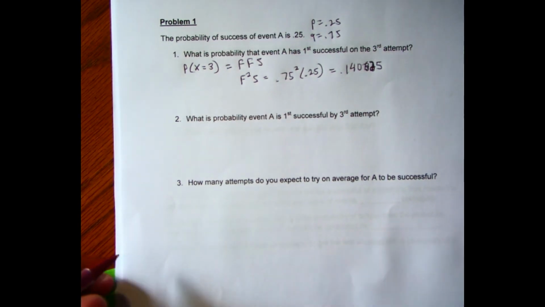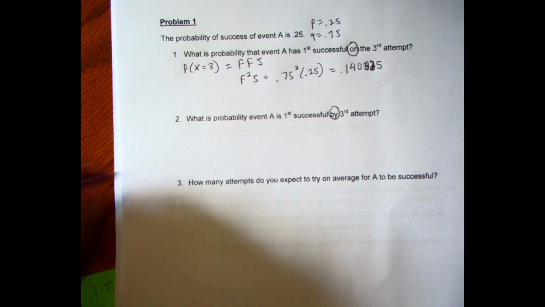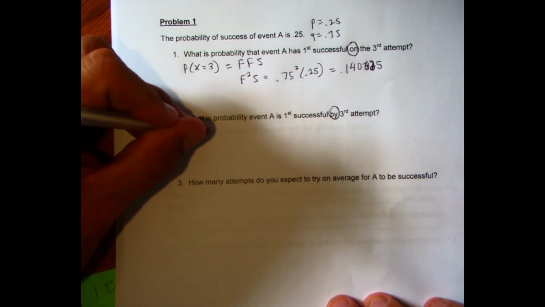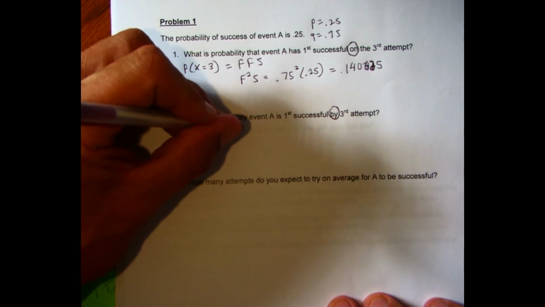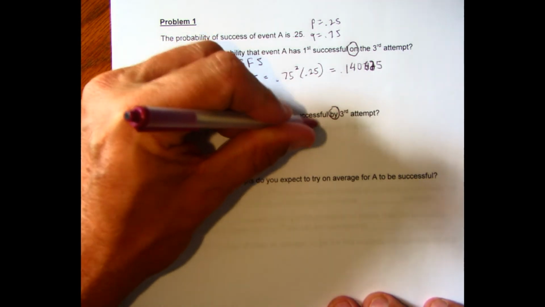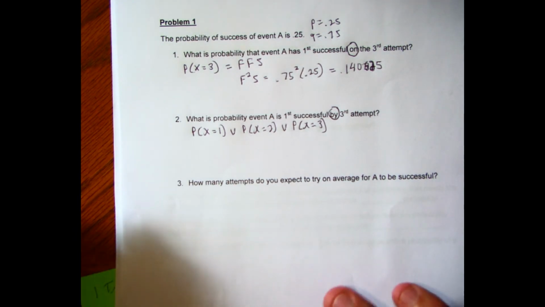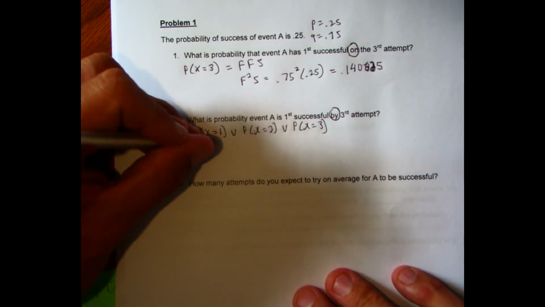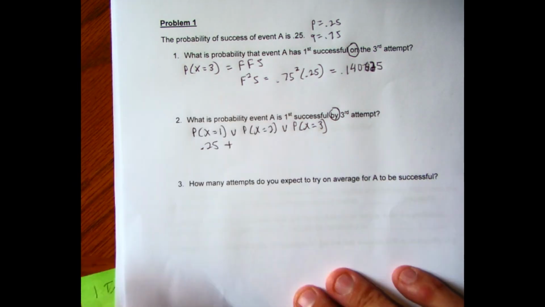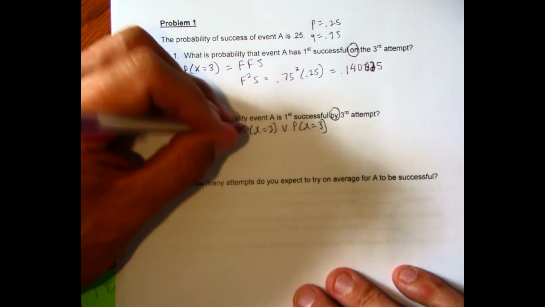So what is the probability that they're successful by the 3rd attempt? That must mean probability X can equal 1, or X can equal 2, or X can equal 3. They can be successful on the first, second, or third attempt because it's by the third attempt. Well, the probability they're successful on their first attempt is 0.25. Or means add. The probability they're successful on their second attempt would mean they failed on the first attempt and then were successful.